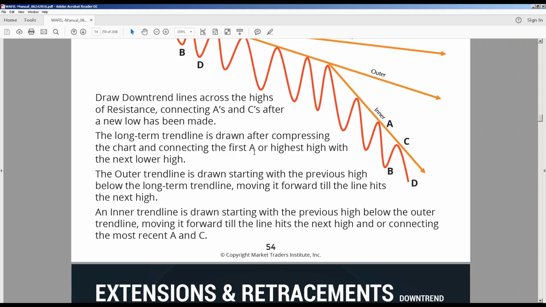An inner trend line is drawn starting with the previous high below the outer trend line, moving it forward till the line hits the next high, and or connecting the most recent A and C.